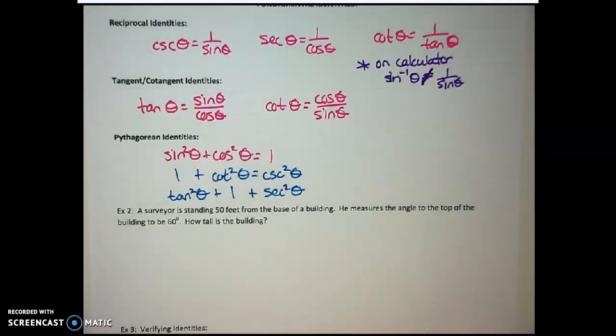I would like to challenge you now to pause the video and try to do this problem, at least build the picture on your own.